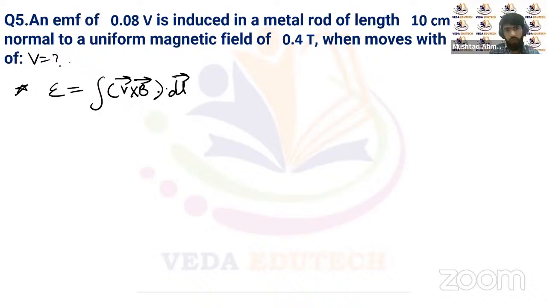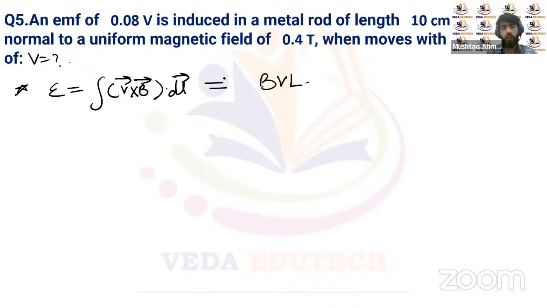Now, if the magnetic field is perpendicular to the velocity vector, then sine 90 will be equal to 1, and V cross B will be along the direction of the dl vector. In that case, the EMF induced will be BVL. So that will be the induced EMF.